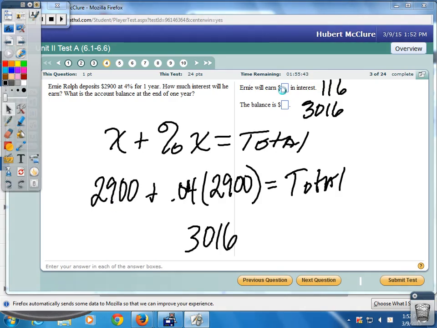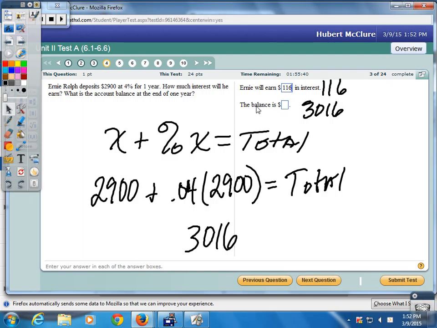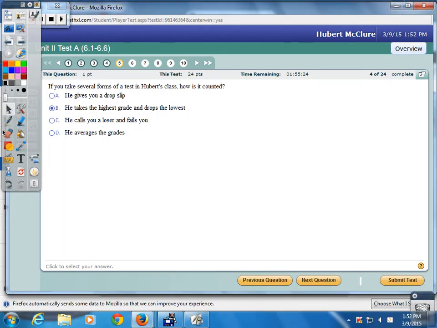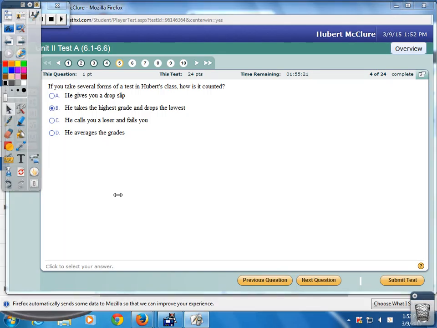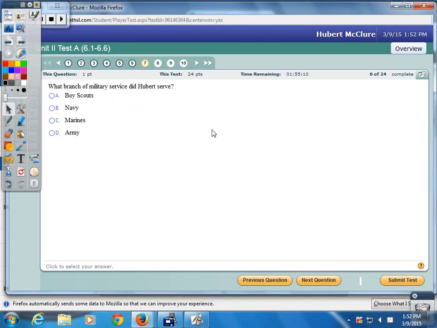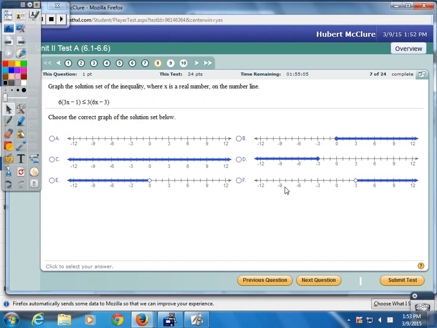Hang on, Walmart for you. How is your test counted? Takes the highest grade. Okay. Oh, sorry. Email address, only one that you can answer. No, it's not supposed to clump them up like that. It's supposed to do them.